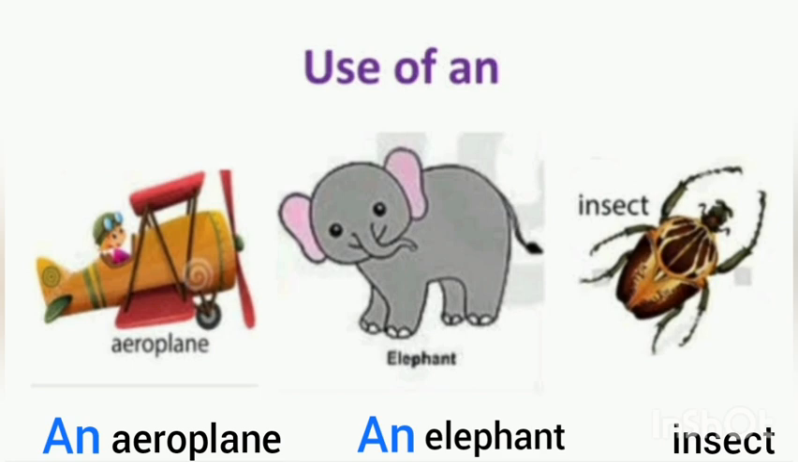Look at the third picture. This is an insect. The spelling of insect is I-N-S-E-C-T, insect. The first letter of word insect is I. I is vowel. So we will use AN here. An aeroplane, an elephant, an insect.